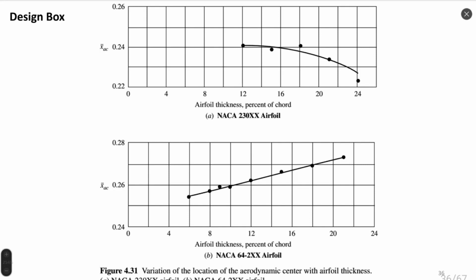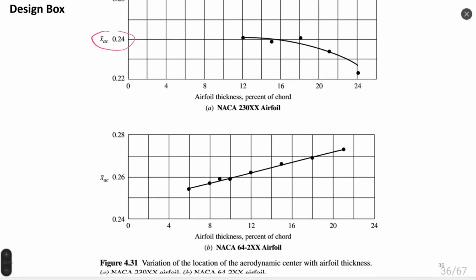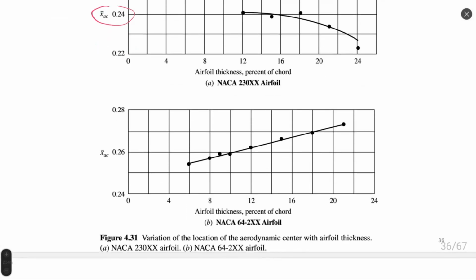We can see that for case A, the aerodynamic center is located at approximately 24% of chord and decreases with the increase of thickness of airfoil to approximately 22% of chord. So variation is not so high for different thicknesses. And I think this is made for zero angle of attack, probably for zero angle of attack of this airfoil.